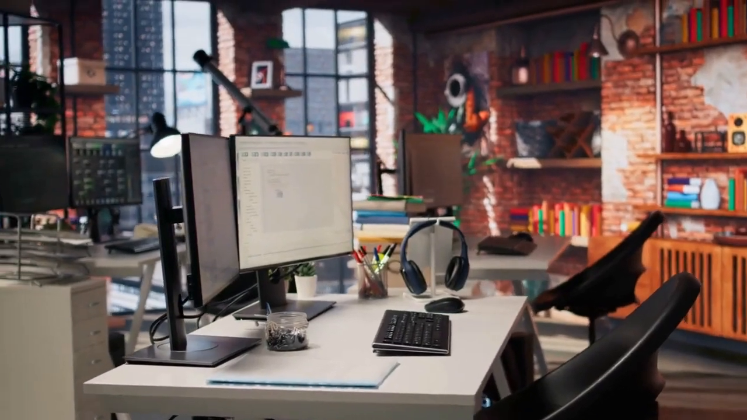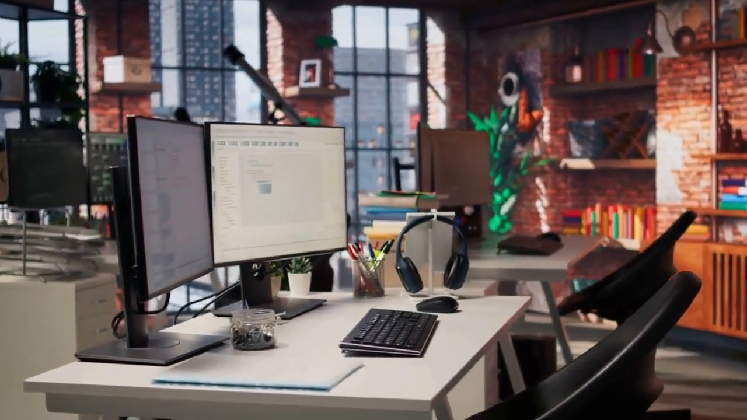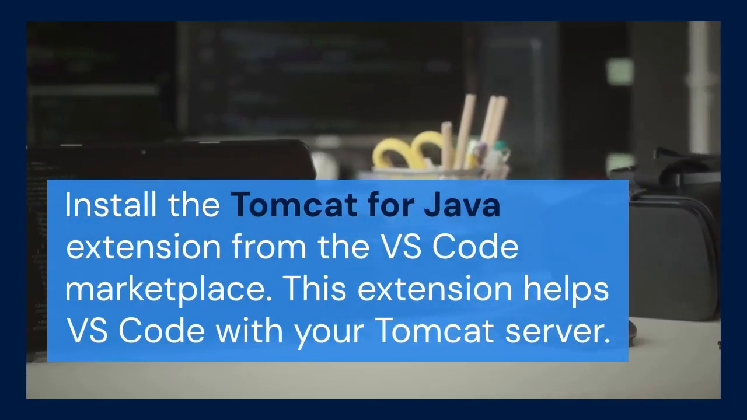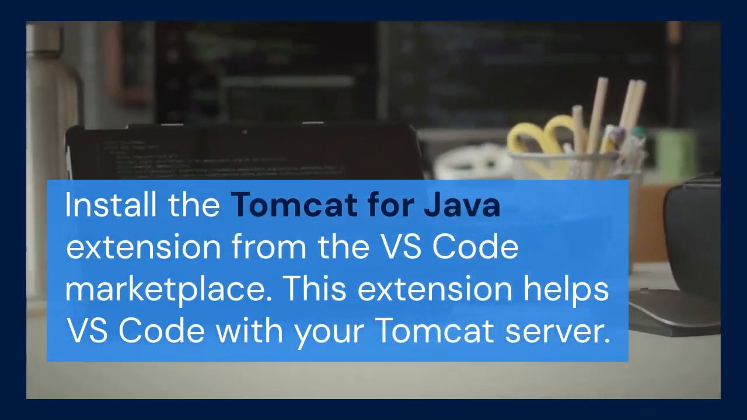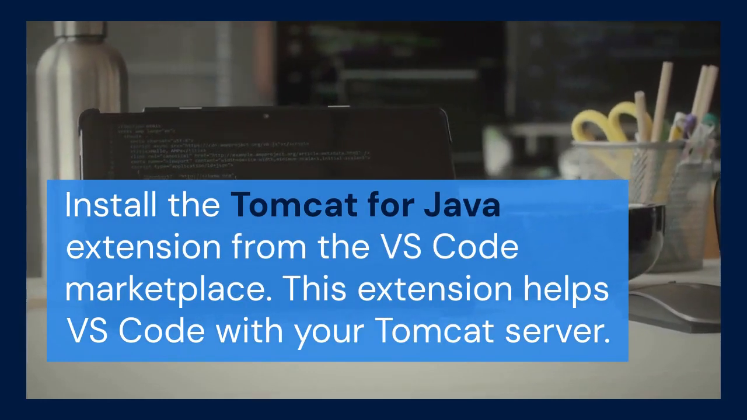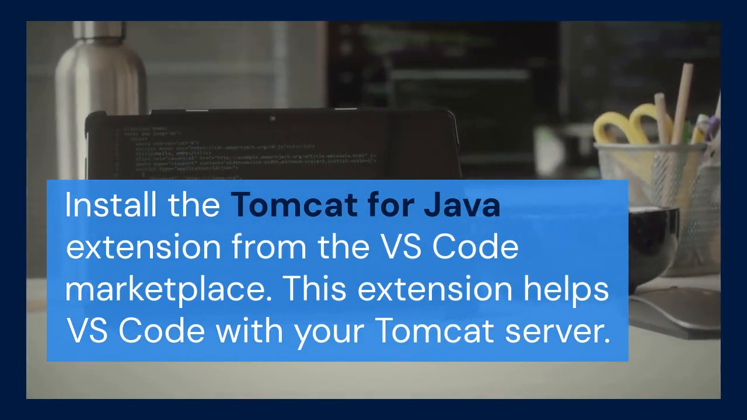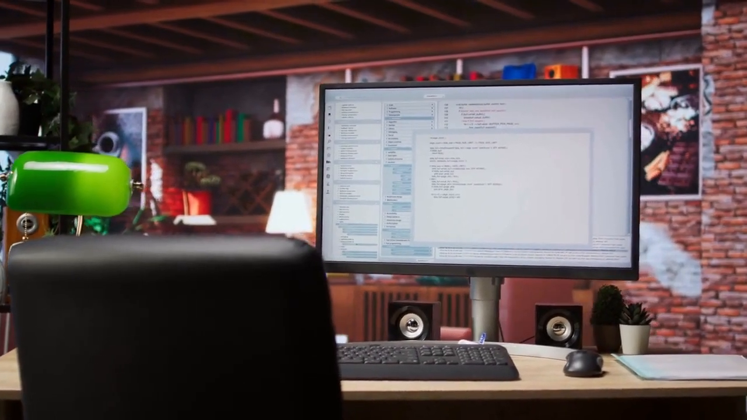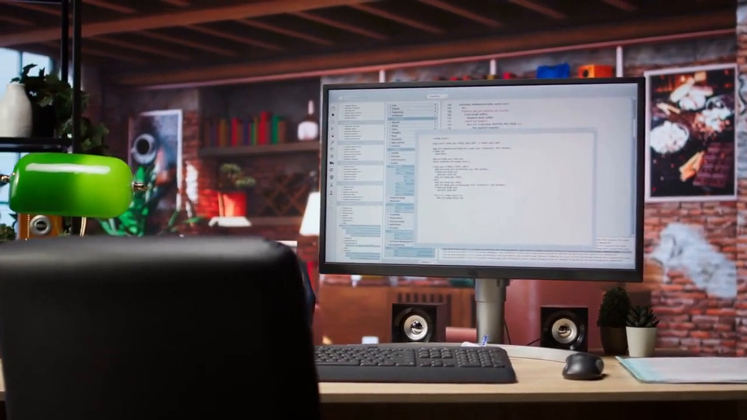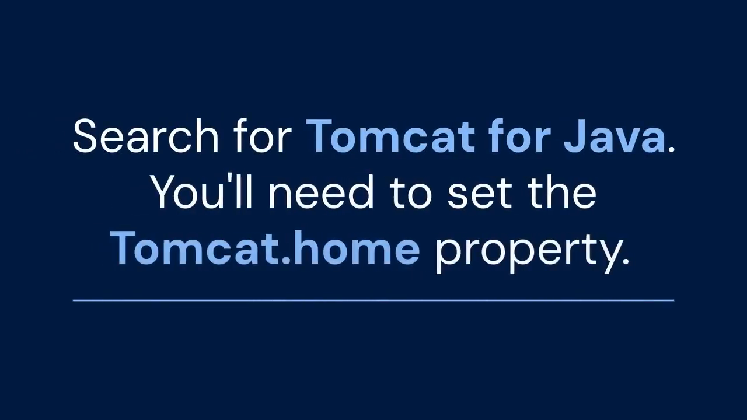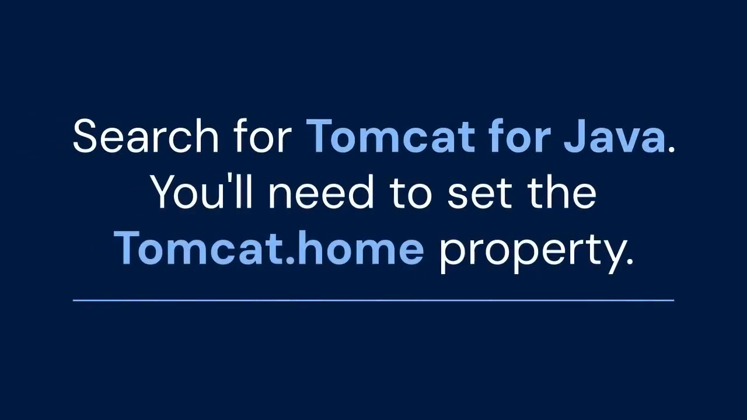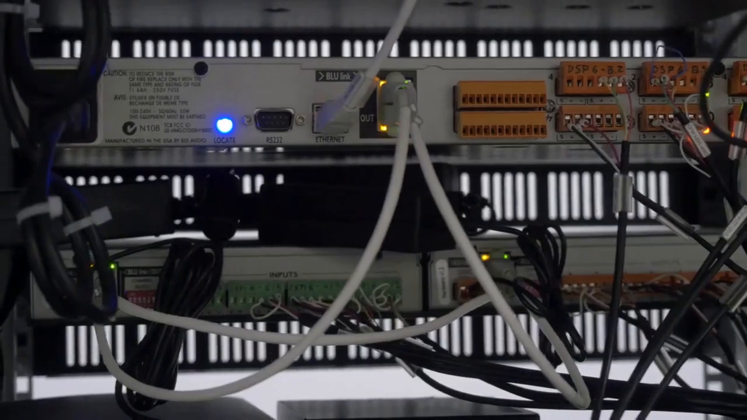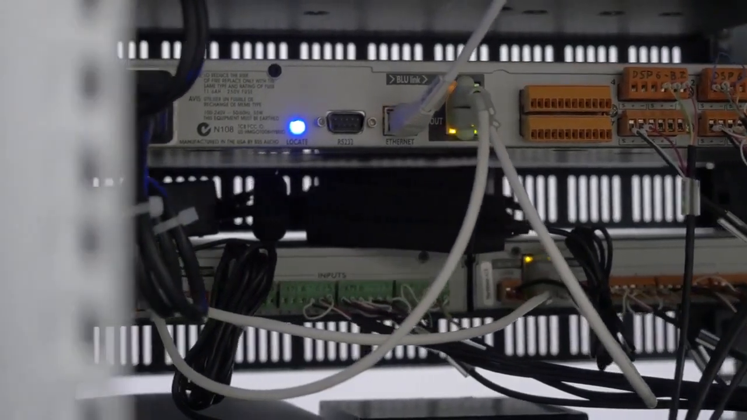After installing Tomcat, you need to configure VS Code. Install the Tomcat for Java extension from the VS Code Marketplace. This extension helps VS Code interact with your Tomcat server. Once installed, you need to configure the extension. Open your VS Code settings. Search for Tomcat for Java. You'll need to set the tomcat.home property. This should point to the directory where you installed Tomcat.